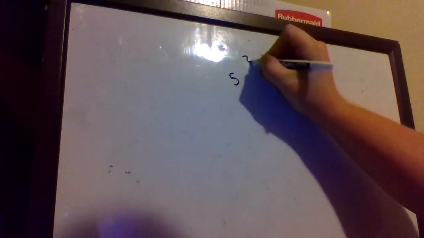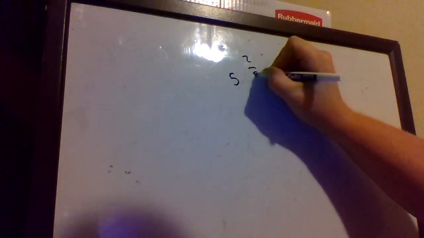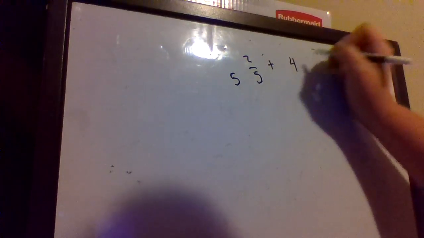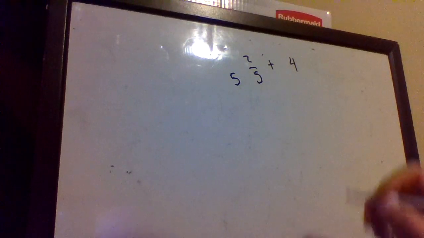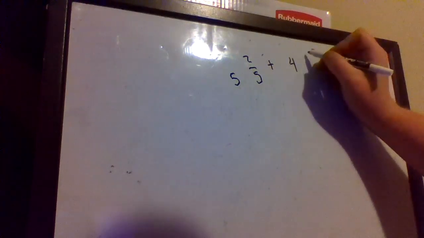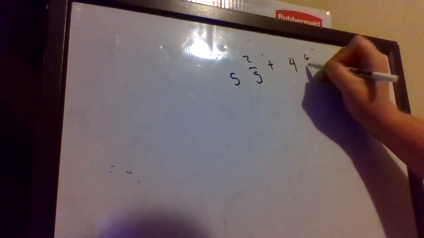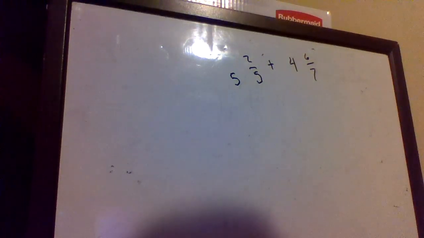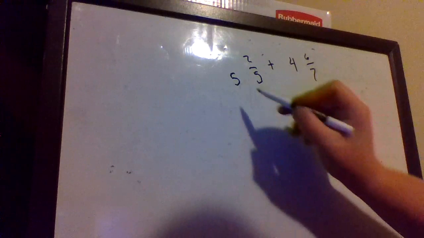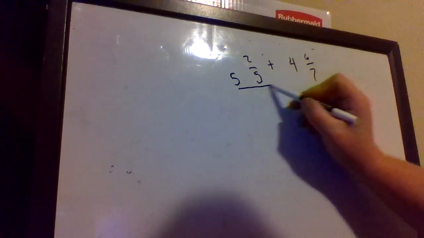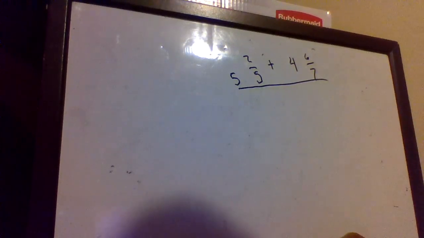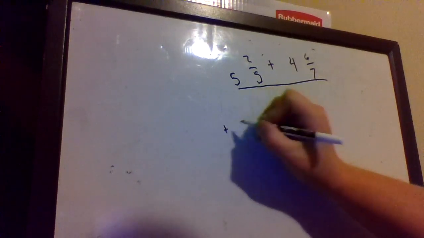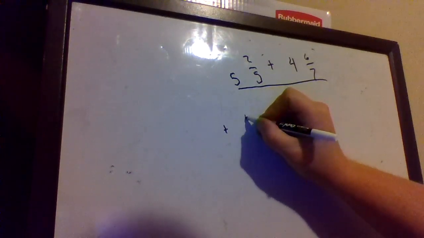So if we have 5 and 2/5 plus 4 and 6/7. So these are some weird numbers. But the first thing that we need to do, we're written sideways, but what I would do is I would write this up and down. Because if not, then you're just making it harder on yourself.